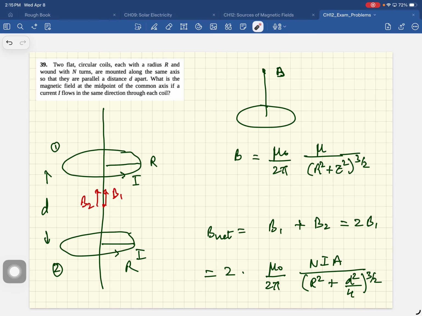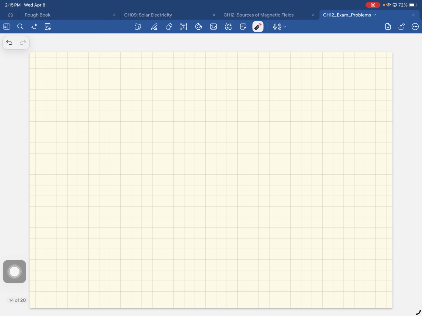Okay, so roughly, the Earth's magnetic field is about 10 to the minus 5, so this is about 1,000 times stronger.